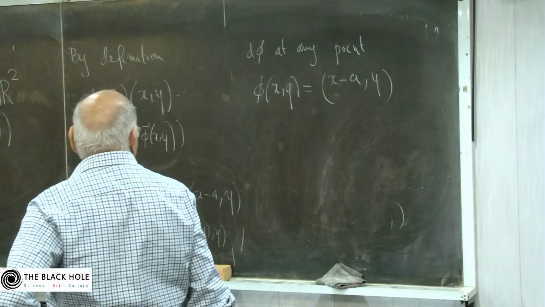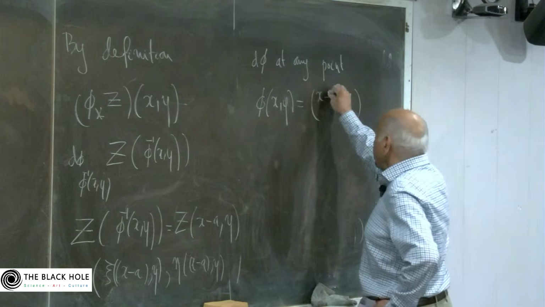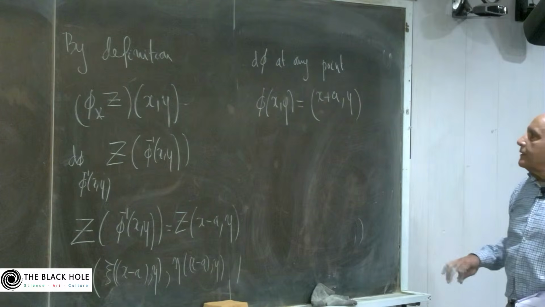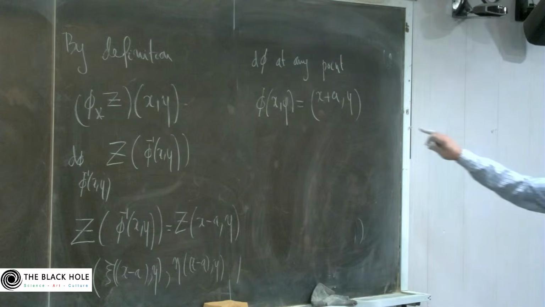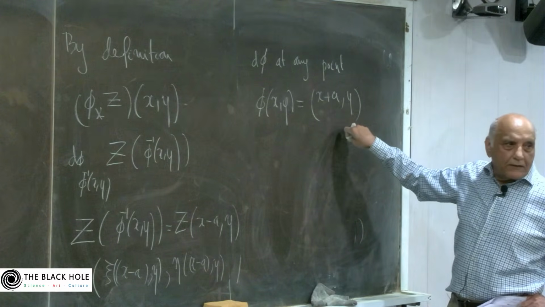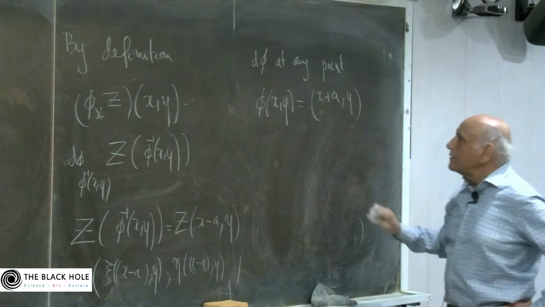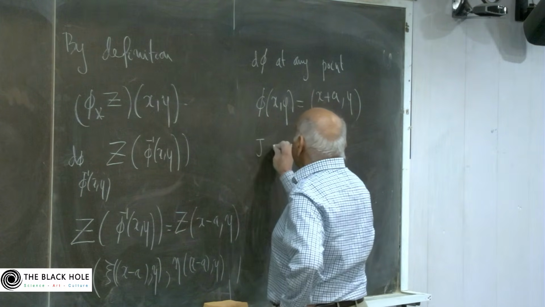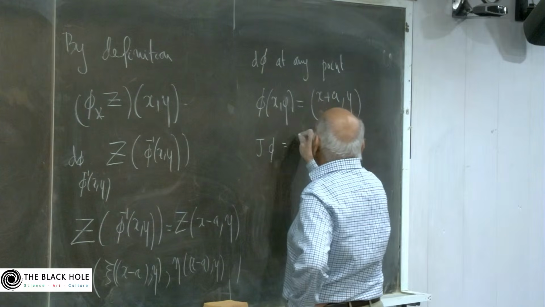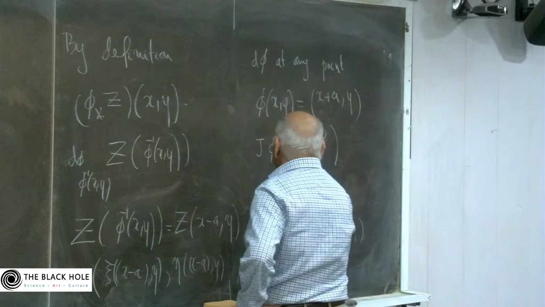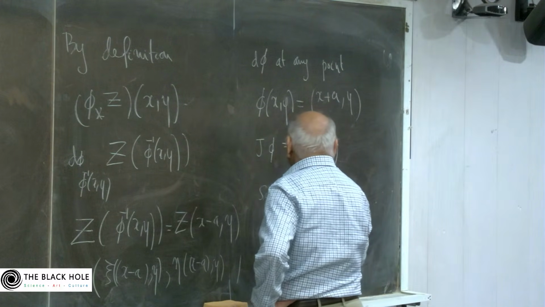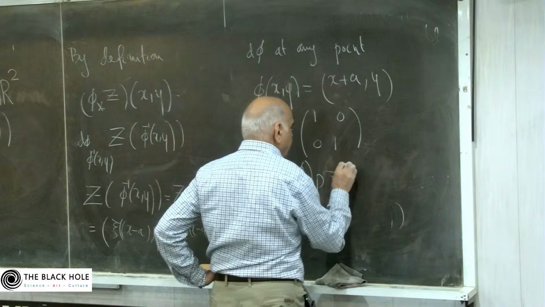Phi of (x,y) is equal to (x plus a, y). Okay, so what is the Jacobian? Take this as the first component, this as the second component: 1 0 0 1. So the Jacobian of phi is equal to 1 0 0 1. So the differential of phi at any point P is the identity map.